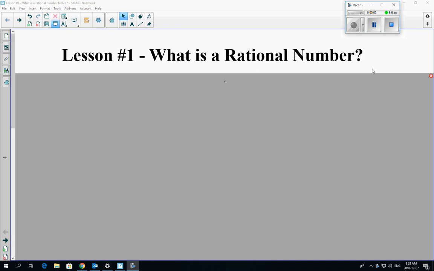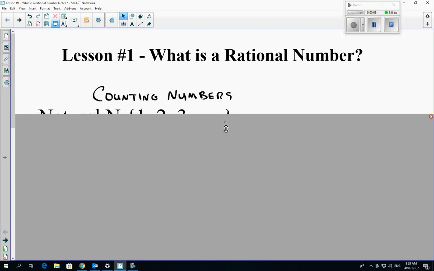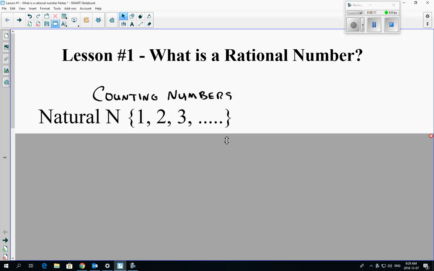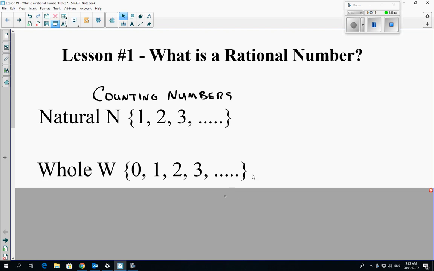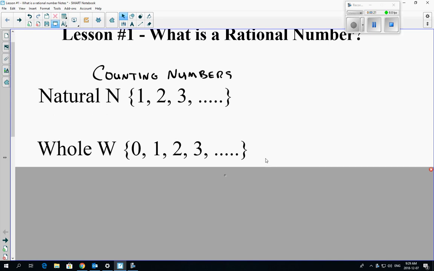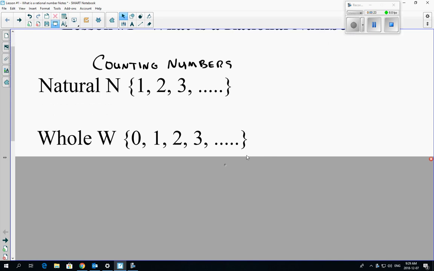Okay, we're going to start with lesson one, basics. What is a rational number? There's different levels of it here, so we're going to start with what's known as natural numbers. These are known as counting numbers. Basically, how we start, we got one, two, three. The dot dot dots mean we go on forever to infinity. Whole numbers, what we basically do is we add in the extra zero because we need that in math.